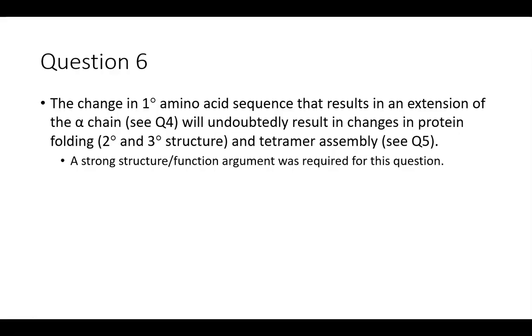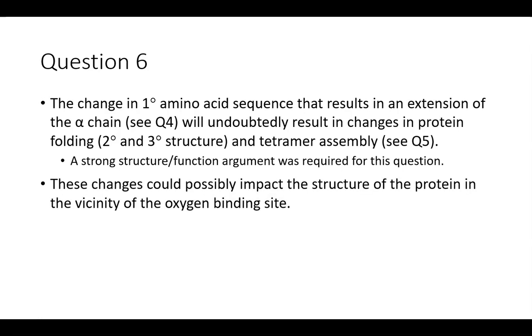And we can see from the isoelectric focusing gel that tetramer assembly was affected too, that beta 4s are getting together, and that doesn't normally happen. So you wanted to make a strong structure function argument using the principles that we learned in class, and that's really all we have to go on. And the question asked for that. Beyond that, we don't exactly know what happened, but we do know the structure impacts function.